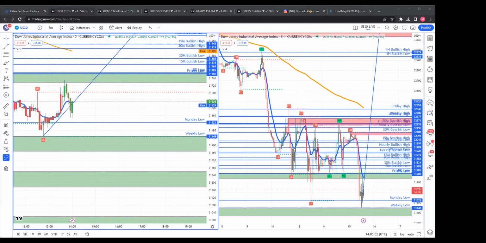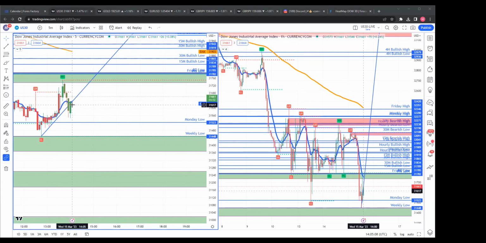Yeah, but for me, I'm still looking at buys on US 30, so I wouldn't be looking to sell. And you can see price closed above the trend line again, so that's fine. And you can see that gap to the upside. So for me right now, I'm only looking for buys on US 30.